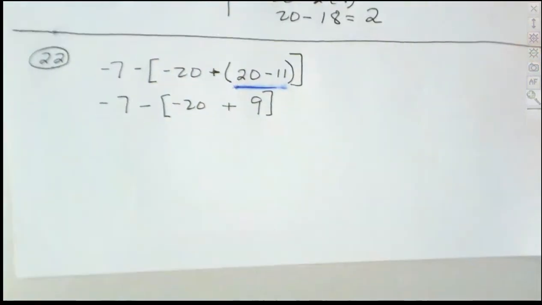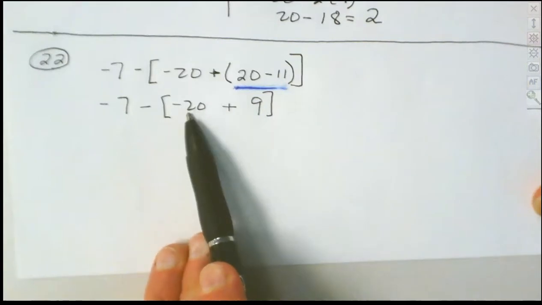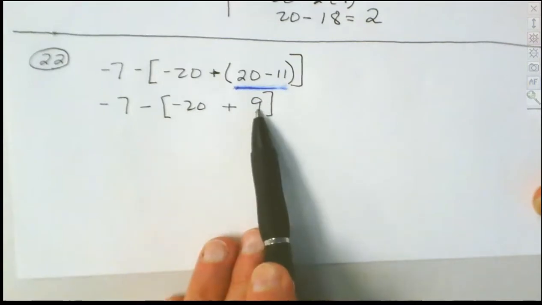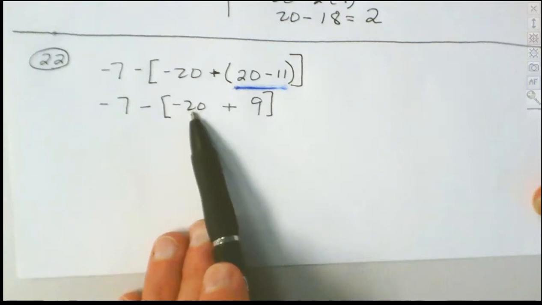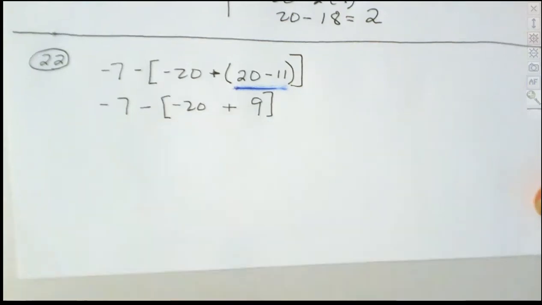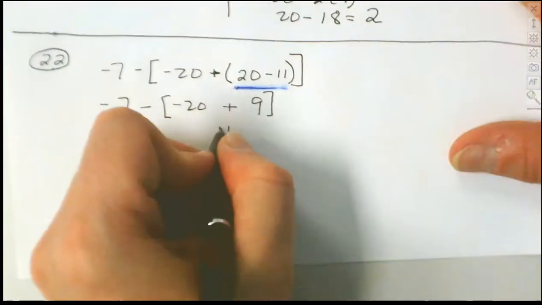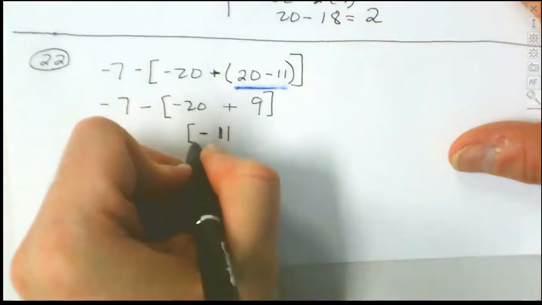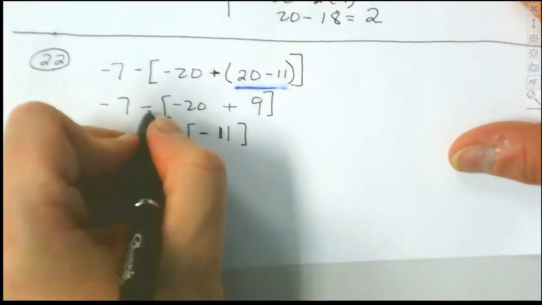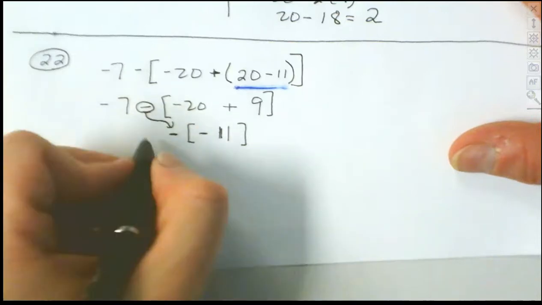Now we can work on this part. Minus 20 plus 9. Well, the 20 is larger, it's negative. So we're going to subtract them. And 20 minus 9, that makes it an 11. And so it's going to be a negative 11. This negative here just comes down.